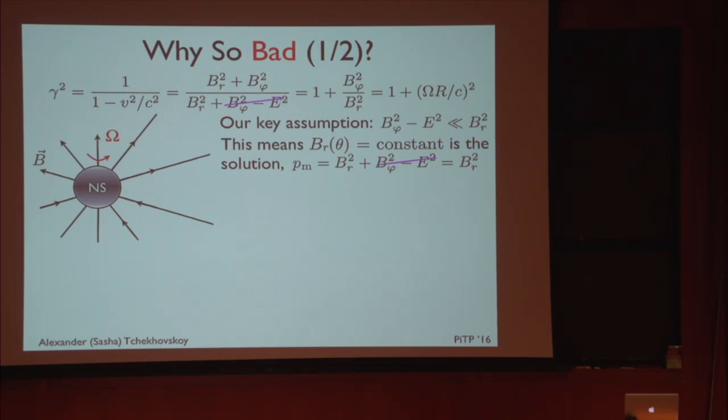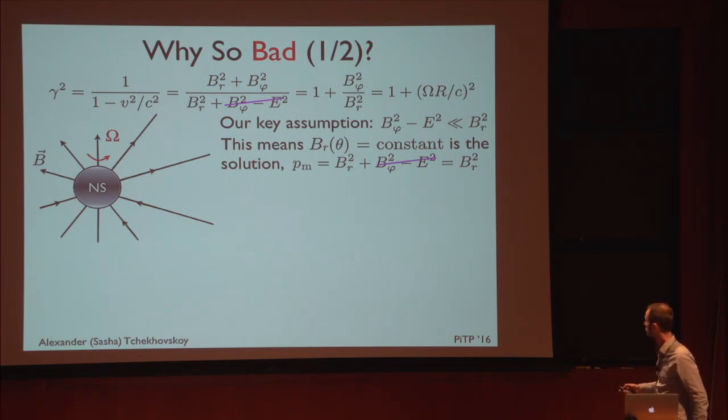Once I boost into the lab frame, in order to compute the fluid frame pressure, which is what I care about, this is what sets the force balance, I need to subtract E squared from it because that's what is the invariant. This is the pressure associated with the toroidal field in the fluid frame. So what I said is it's negligible.